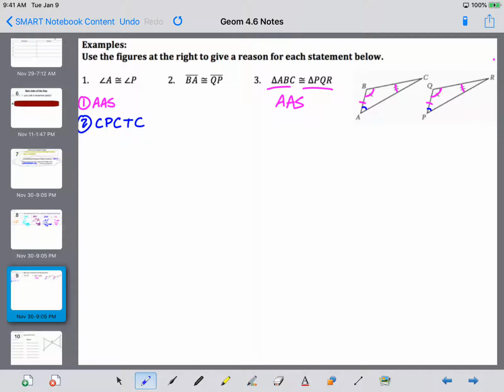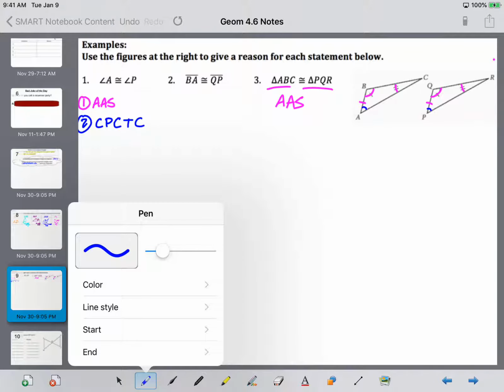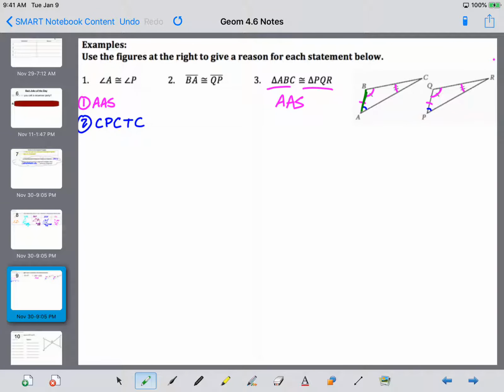All right, same idea here. Now we know all the parts are congruent, so well, actually, this is kind of silly. BA is right here and QP is right here. Well, obviously those are congruent. They put tick marks on it. If they put tick marks on it for us, that's a given. All right, so those would be reasons that we could say each of those things.